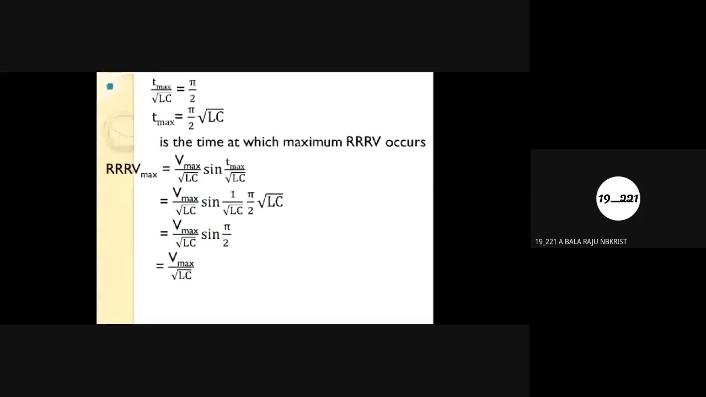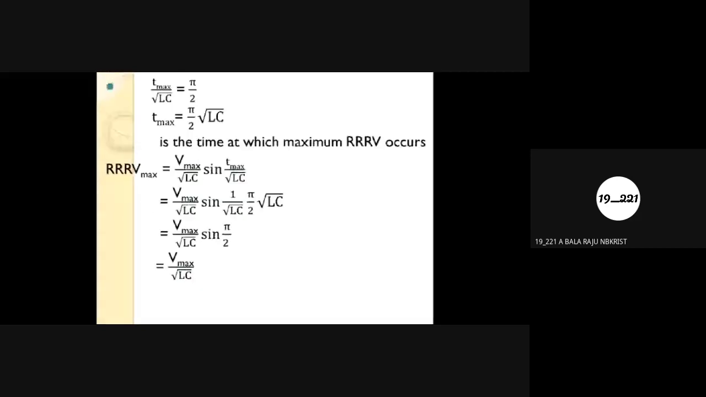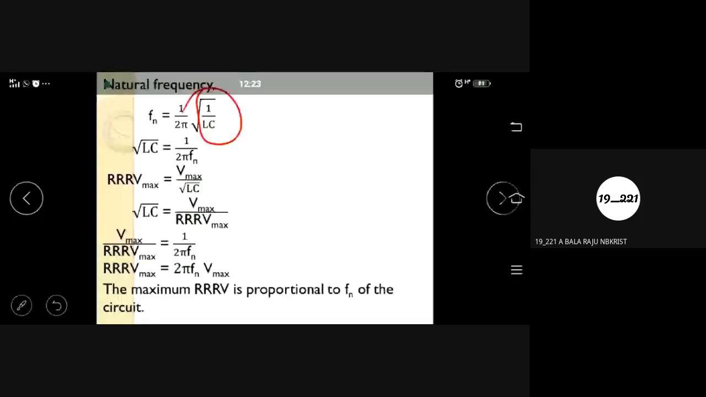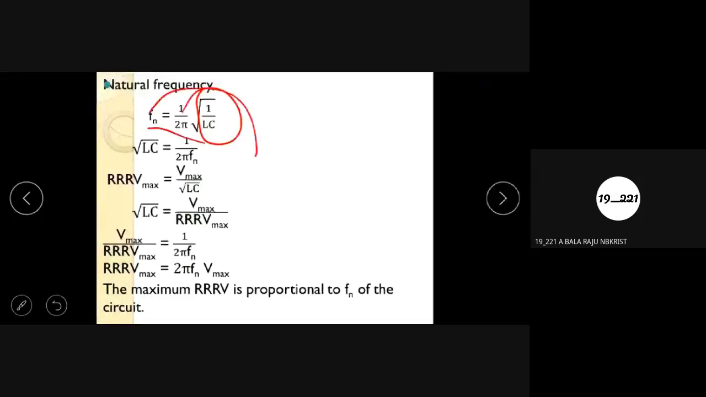Yes, okay then. So this is the expression for the maximum value of rate of rise of restriking voltage, that is V max by root LC. You already know the formula for natural frequency, that is Fn equal to 1 by 2 pi root of 1 by LC. I can rearrange the terms here. I can send this 1 by root LC to the left side and Fn to the right side.